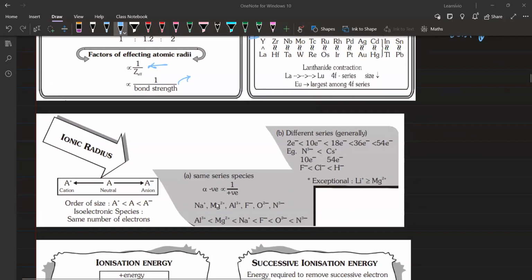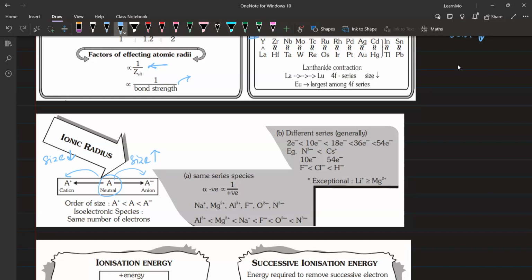Now, in ionic radius, there are a few things. I hope you will remember it very easily. When you have a neutral atom and you add electrons, what will happen? The size will increase. And if you remove an electron, what will happen? The size will decrease. Okay. So the order of size will be: the smallest will be cation, then neutral, and then anion.